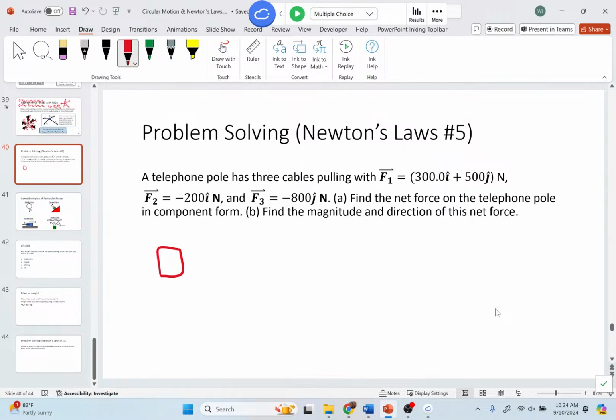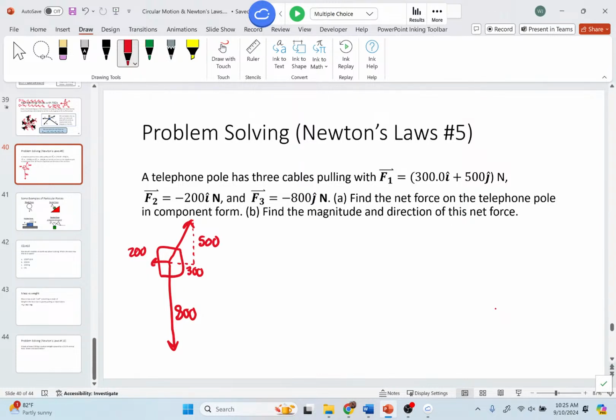I'm going to show you all in case you did not draw the picture. Remember, it's always good to draw the picture. So this is my F1. It's 300 on this side, and it's 500 pointed up. We then have a negative 200, so it's a little smaller than that 300. And then we have a negative 800.